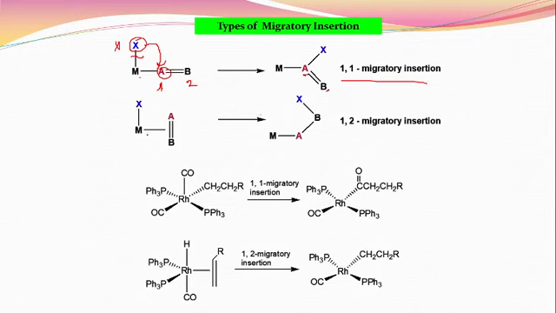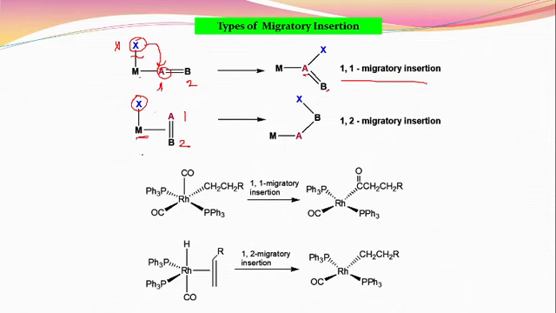And what is 1,2 migratory insertion? If the metal forms a pi bond with the molecule, and this is the 1 and this is the 2 position, that means these two atoms are symmetrically bonded to the metal, or they have the same distance from the metal atom, then the migratory group has confusion about where to bond.